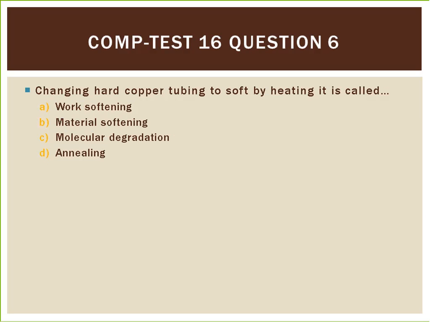CompTest 16, question number 6. Changing hard copper tubing to soft by heating it is called A, work softening, B, material softening, C, molecular degradation, D, annealing.